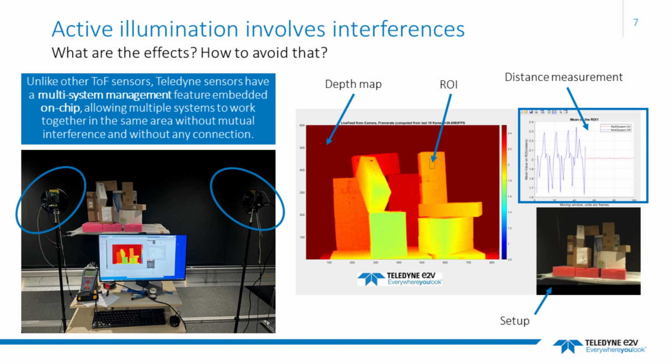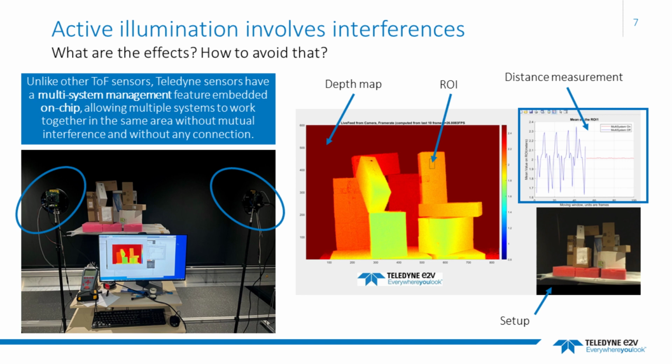To avoid that, unlike other time-of-flight sensors, the Teledyne one has a multi-system management feature embedded directly on chip, allowing multiple systems to work together in the same area without mutual interference and without any connection.